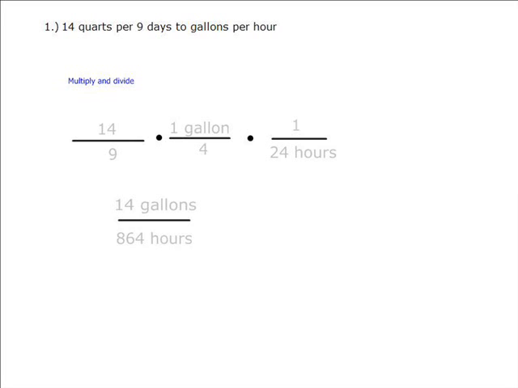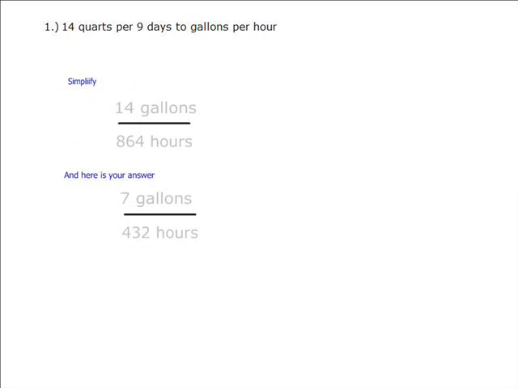So 14 times 1 times 1 gives us 14, and 9 times 4 times 24 gives us 864 hours. Now we simplify 14 gallons over 864 hours. We can divide each one by 2 and get 7 gallons per 432 hours. This gives us the total that we want and our final answer.